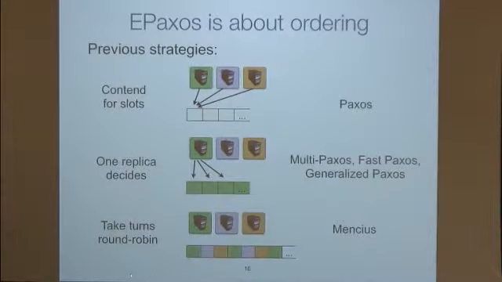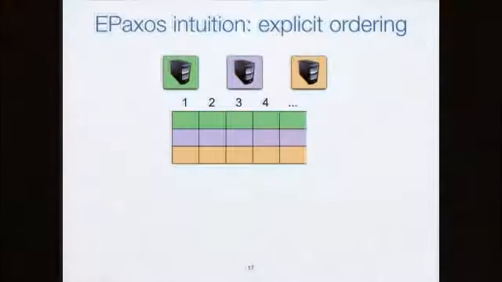Unfortunately, in Mencius, the whole system runs at the speed of the slowest replica because we cannot decide a slot, we cannot commit it until we've learned what happened in all the previous slots. And the previous slots belong to all the replicas, so a third of the previous slots belong to every replica. Furthermore, any replica being unavailable causes the whole system to be unavailable because of the same reason. Which makes you wonder what the point is.